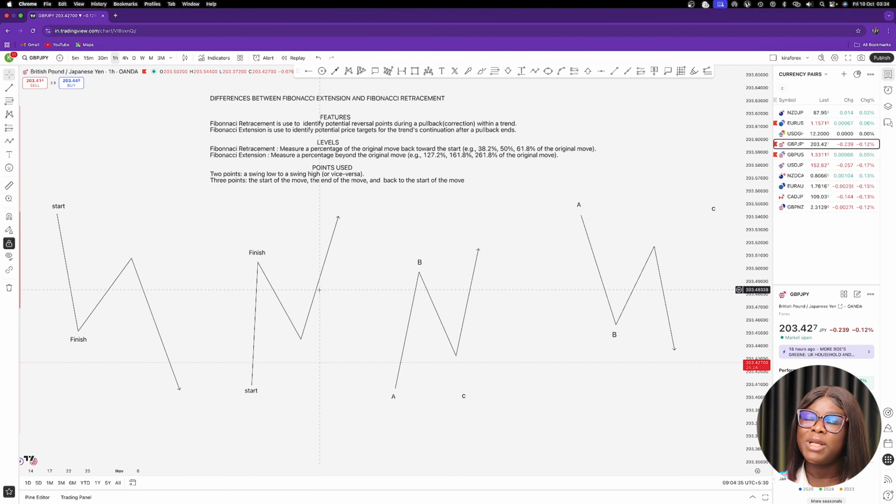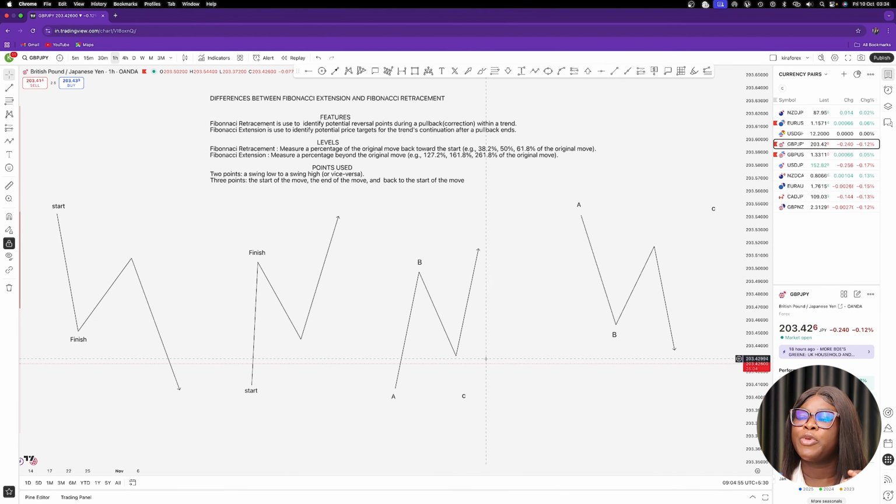Then with them, in an uptrend, you start from the swing low, this is the swing low, to the swing high. So when price retraces to any of these numbers with confirmation, that is when you can now enter your trade. So that is for Fibonacci retracement. Okay, this is for Fibonacci retracement.